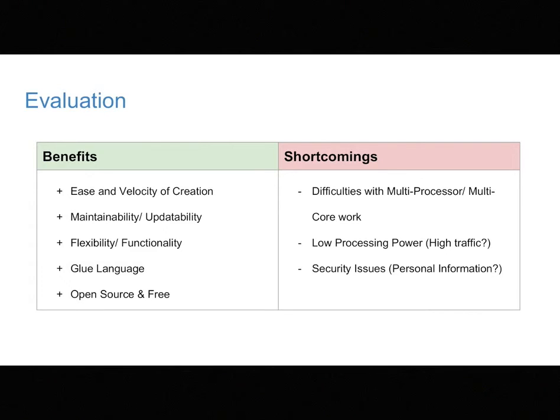However, there are also some drawbacks to using Python. These limitations include the fact that it's not great with the multi-processor, multi-core work. It could have a potentially low processing power, and there are some security issues. Therefore, Passmores University would have to find a way to work around these issues if Python is to be used in the system.